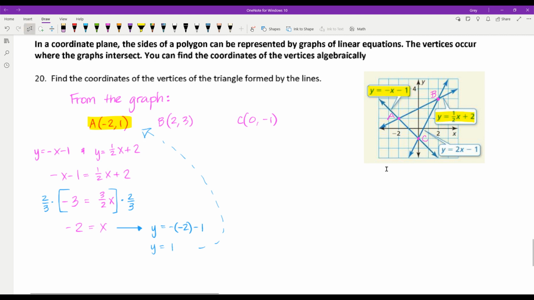So that is all we have for the angles of polygons, and then we talked about interior and exterior.